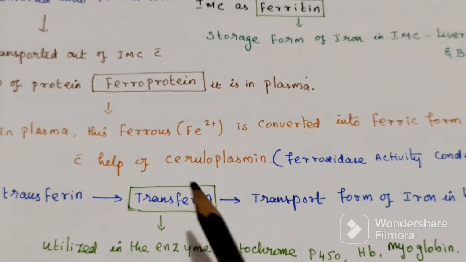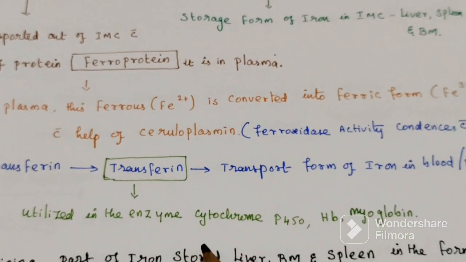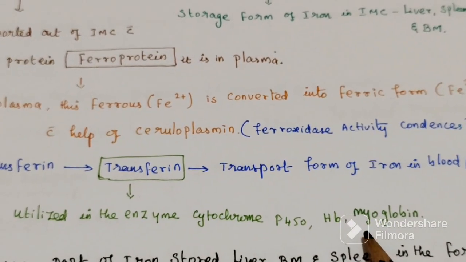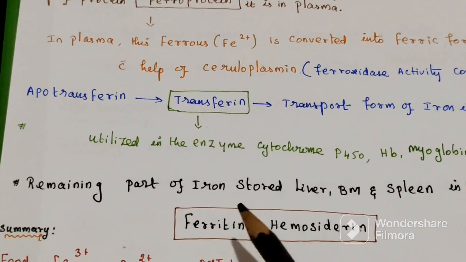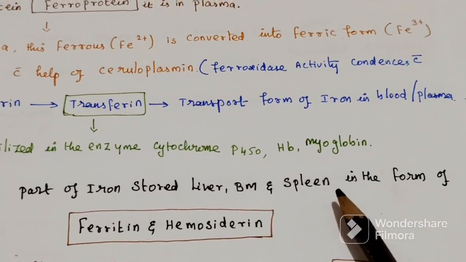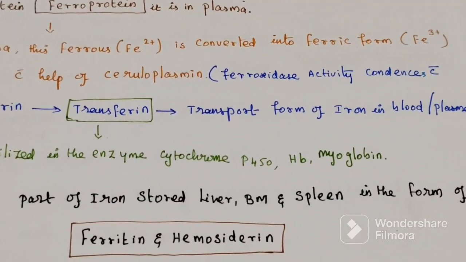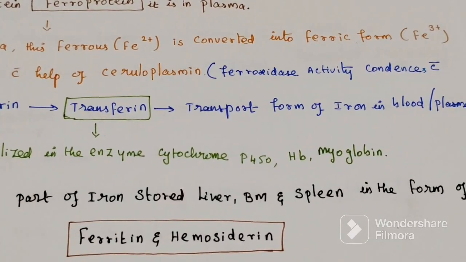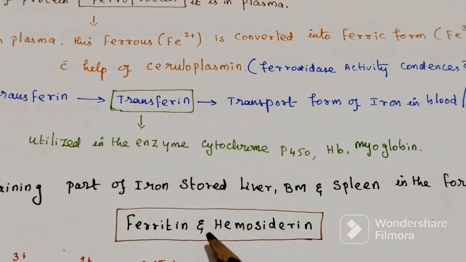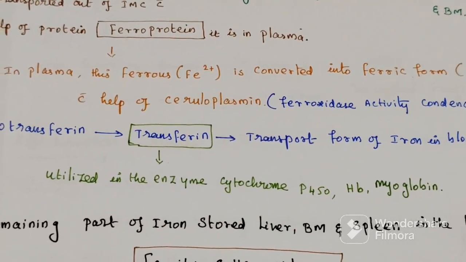Now this transferrin is utilized for the enzyme cytochrome P450, then hemoglobin and myoglobin. The remaining part of iron is stored in liver, bone marrow and spleen in the form of ferritin, and also in the form of hemosiderin. Ferritin and hemosiderin are the storage forms. This transferrin is the transport form.